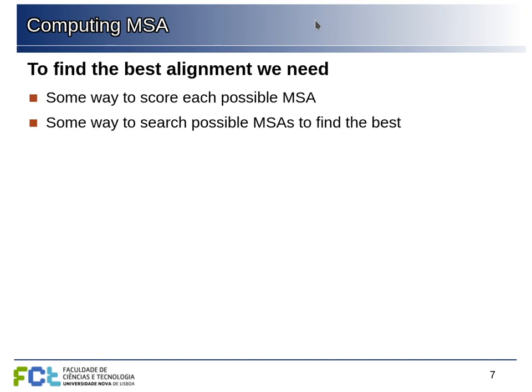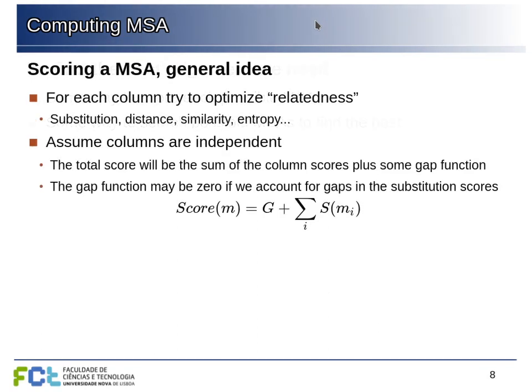So let's see how we can compute a multiple sequence alignment. We need some way to score the alignment, so that we can find the best alignment. And we also need to search possible alignments in order to try to optimize this score. So basically the way we're going to score is to try to make it so that the positions that are matching in the different sequences are as related as possible.